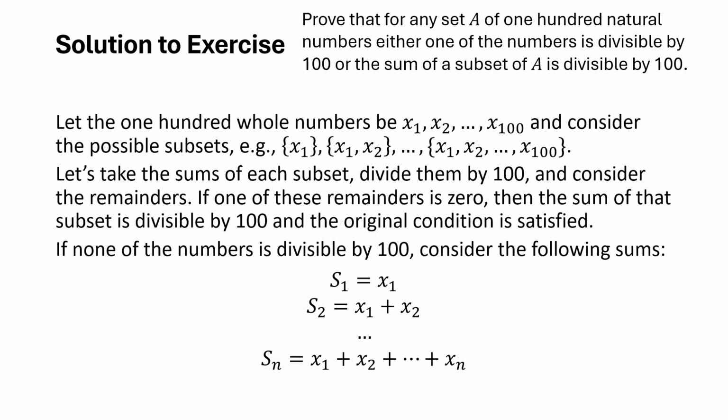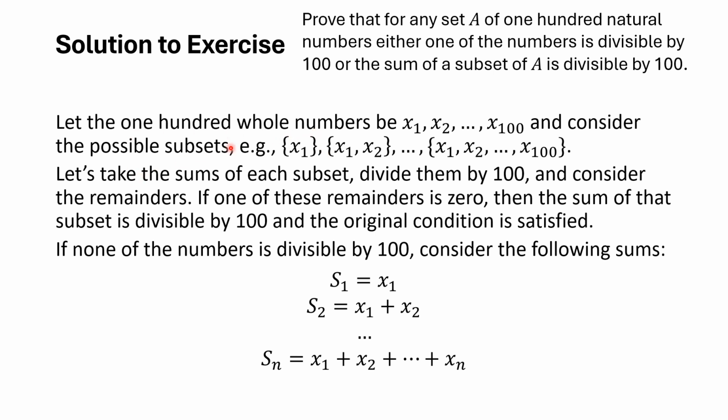On this slide, we return to a problem we stated a few slides back. I recopied it here. If you recall, we wanted to prove that for any set A of 100 whole numbers, natural numbers, either one of the numbers is divisible by 100 or the sum of the numbers in a subset of A is divisible by 100. So we'll prove it here.